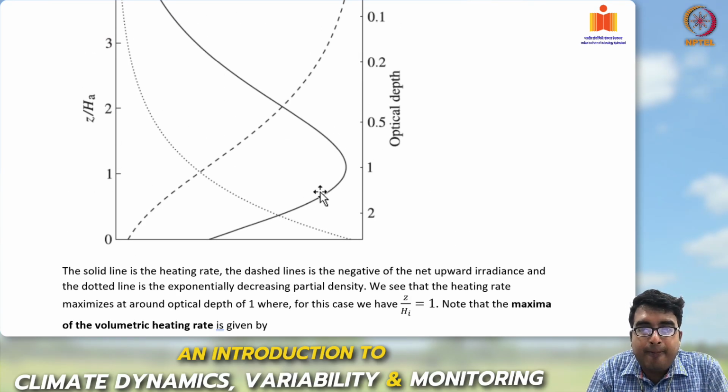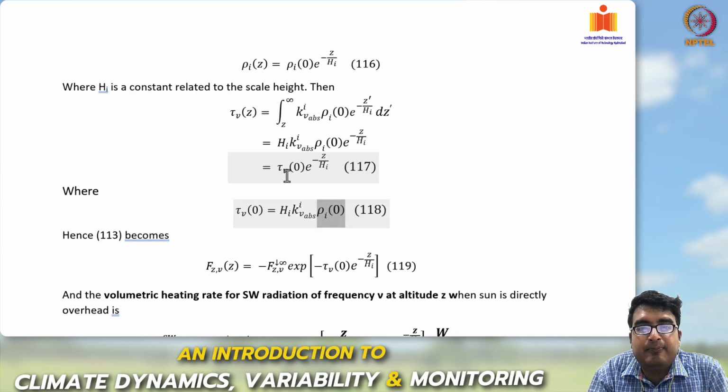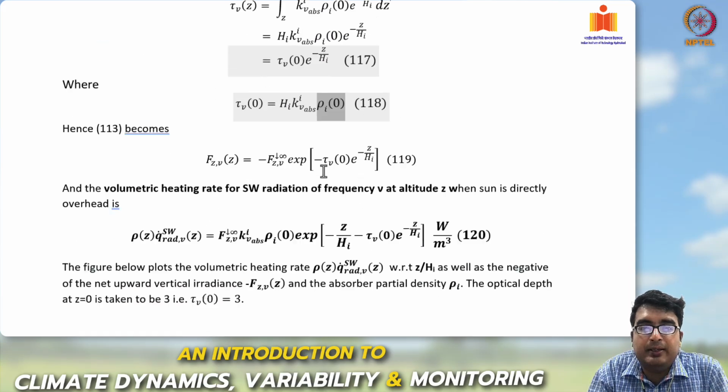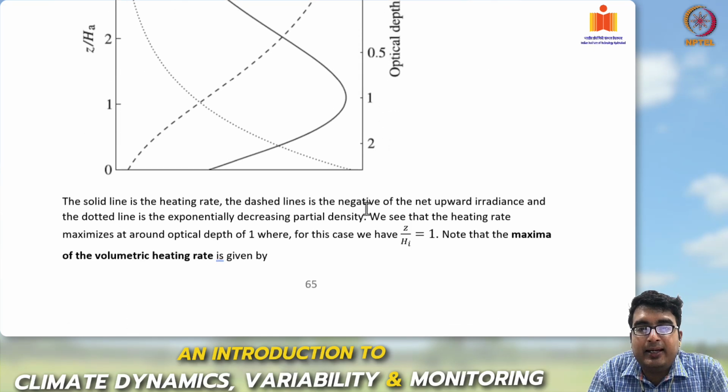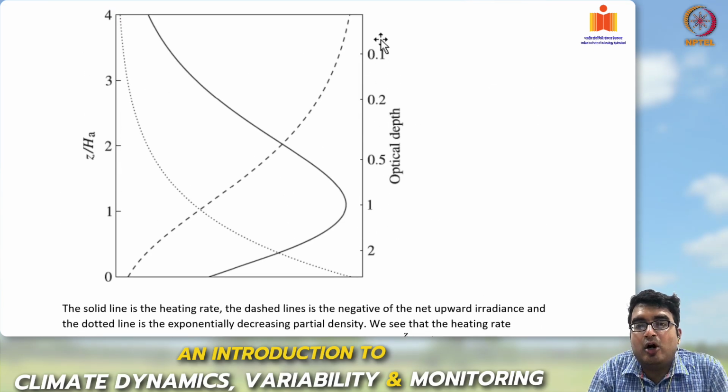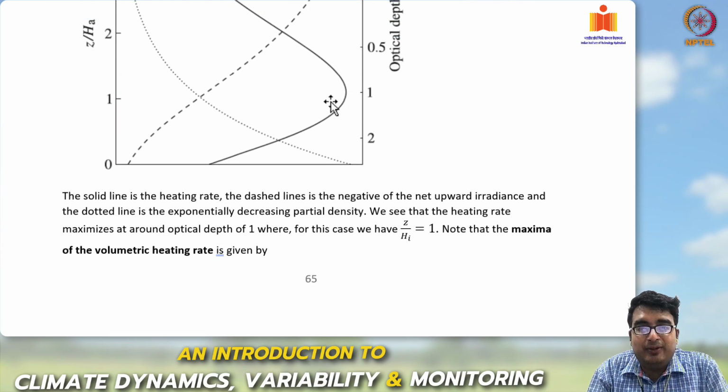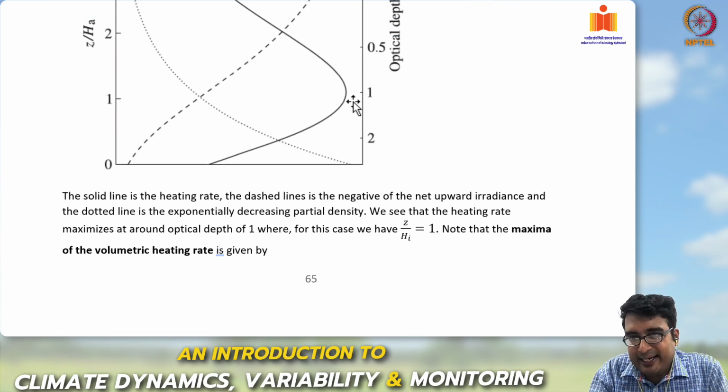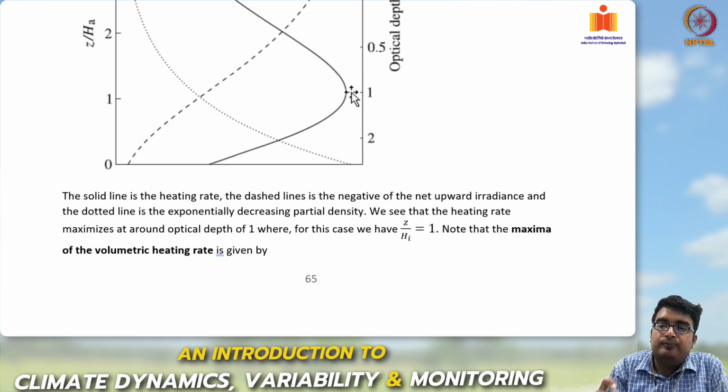So what you see here, and this is the optical depth has been plotted on this axis. What is the optical depth of the atmosphere? Remember, the optical depth is given by this expression here. And tau_nu0 here is 3, and it exponentially decays. So this is a logarithmic plot. So based on this expression, you see that the maximum heating rate due to shortwave radiation is happening at z by H_i equals 1. So the maximum volumetric heating rate is where the altitude is equal to the scale height for that specific absorbing species.